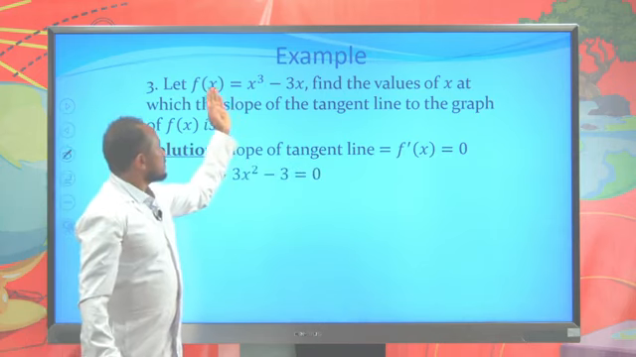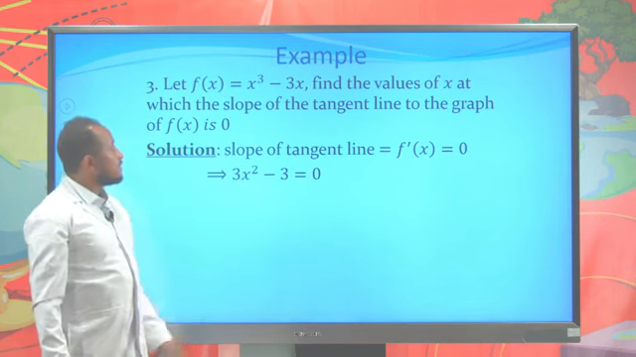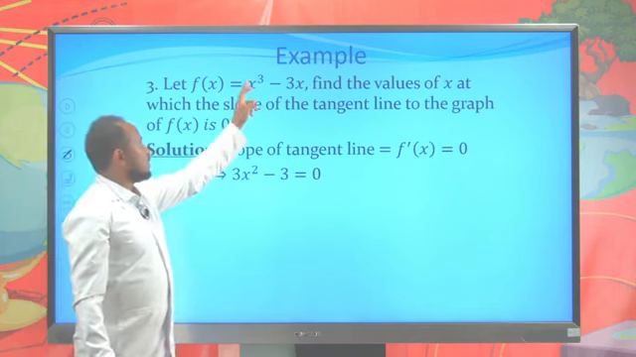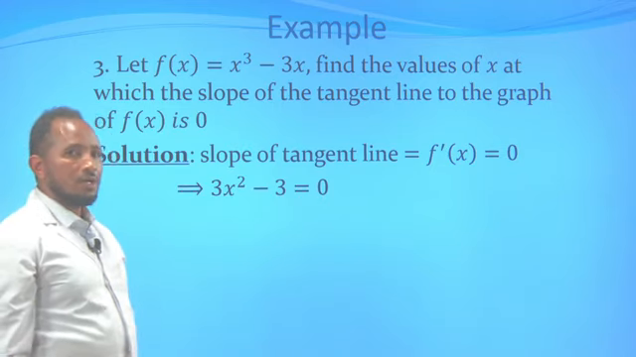So the expression here is f of x equals x cubed minus 3x. Its derivative is: put 3 in front and subtract 1 from the exponent.